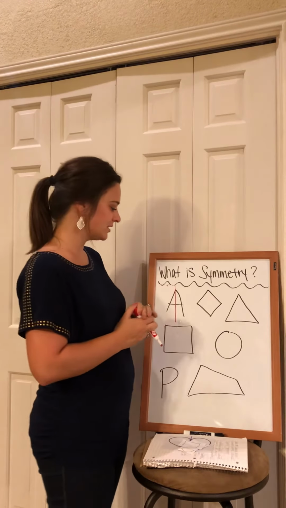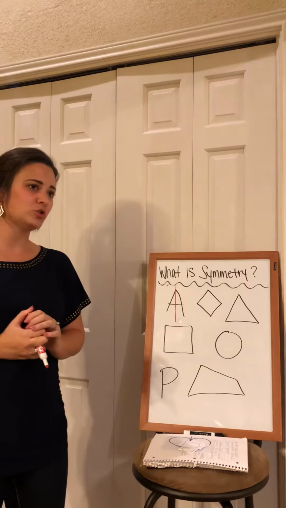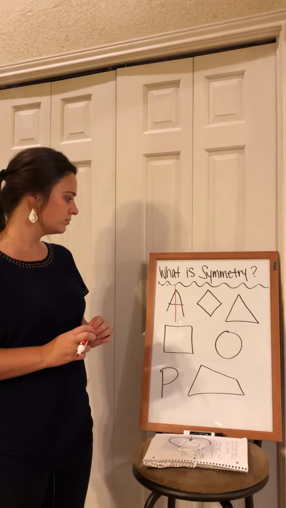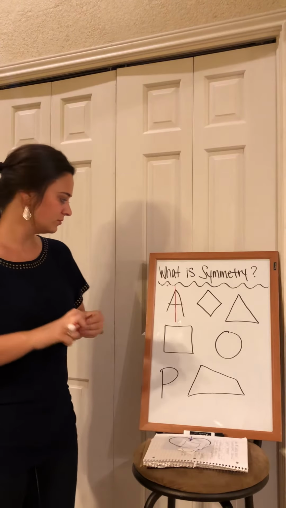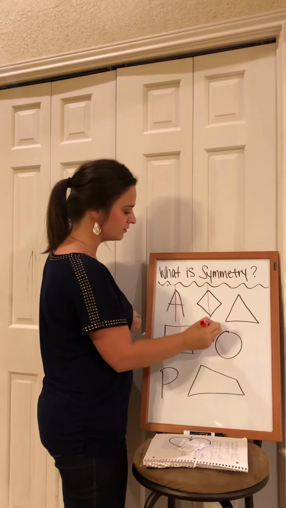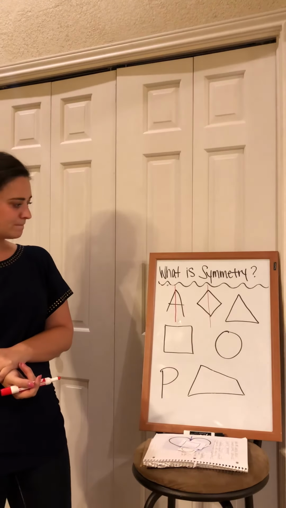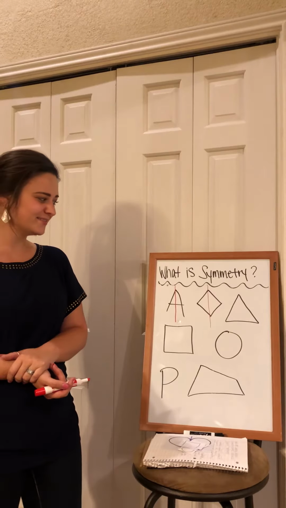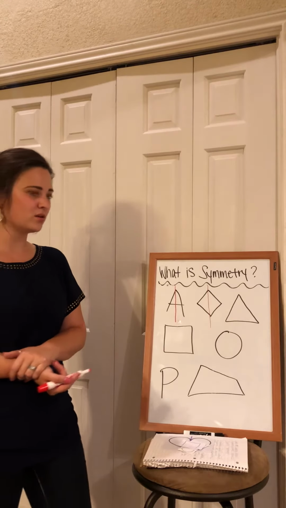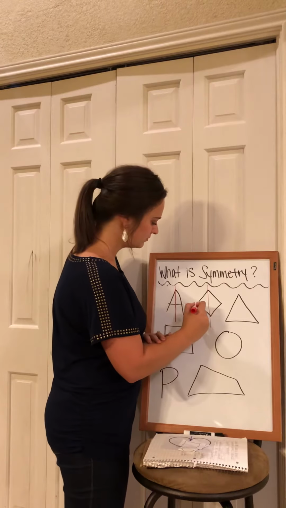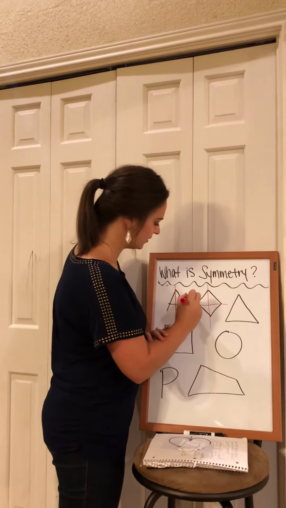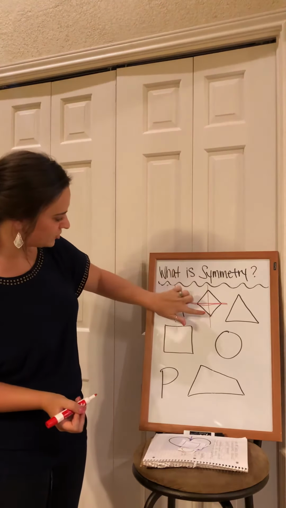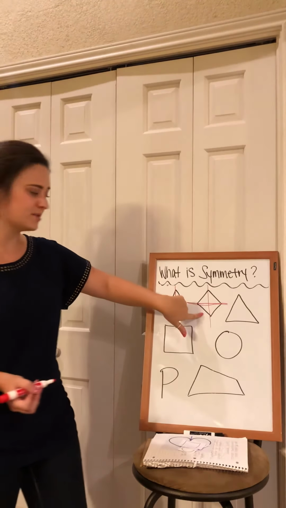Where do you think I could place a line of symmetry on my diamond to make two sides which mirror each other? Vertical? Okay, good job. Am I done? You think there's another one? What about horizontal? Yes, perfect. This image matches this image. That's perfect. Okay.